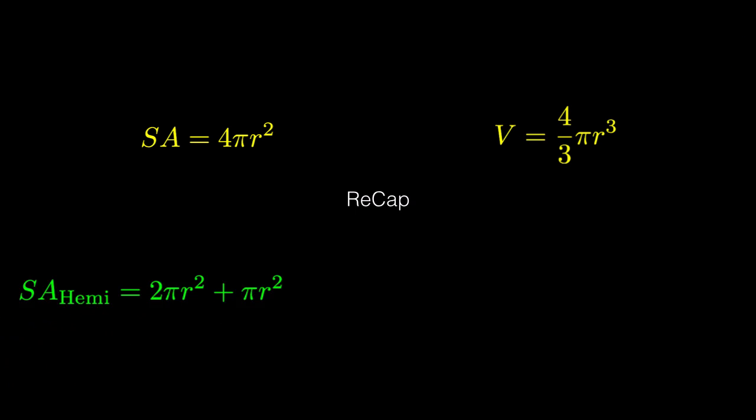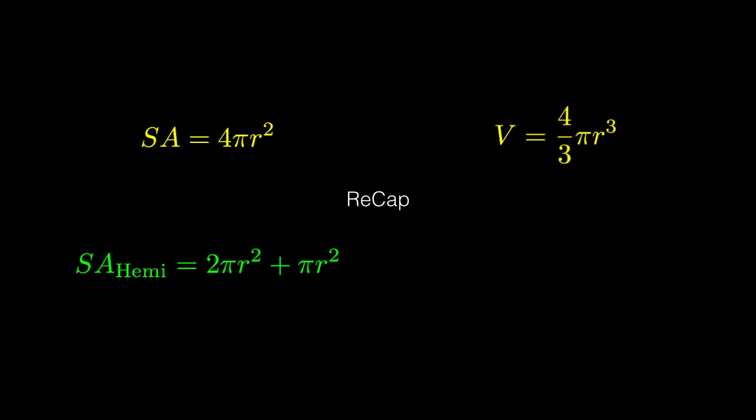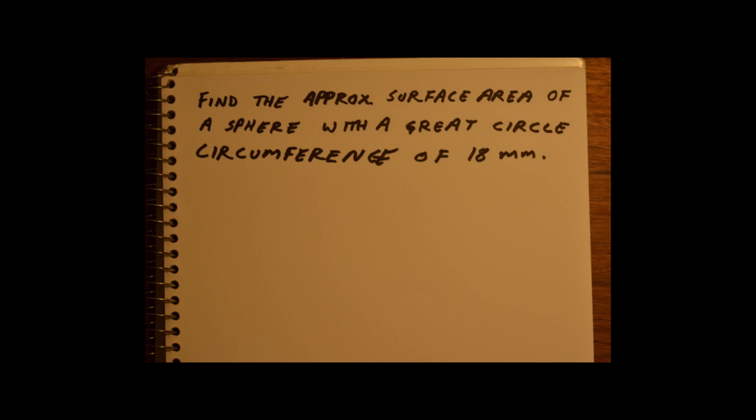So let's just recap. We have the surface area of a sphere, we have the volume of a sphere, the surface area of a hemisphere, and the volume of a hemisphere. So let's practice a couple of problems. This first one, take a look. We want to find the approximate surface area of a sphere with a great circle circumference of 18 millimeters.